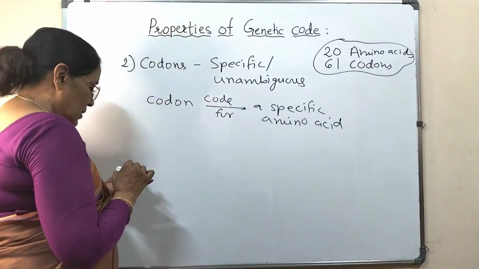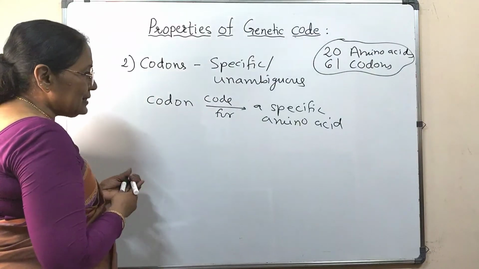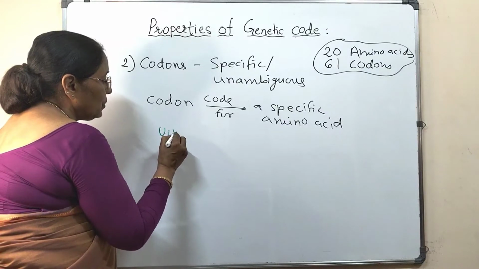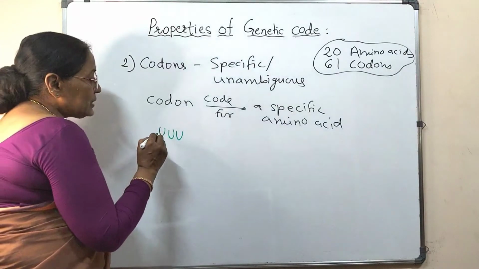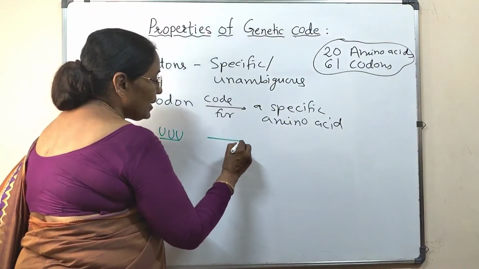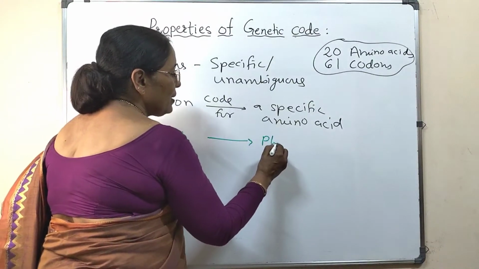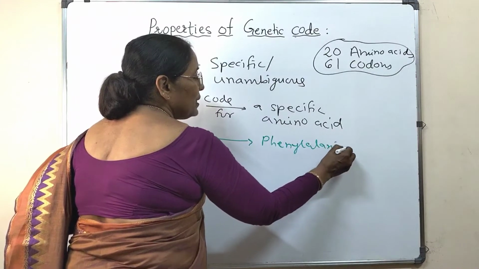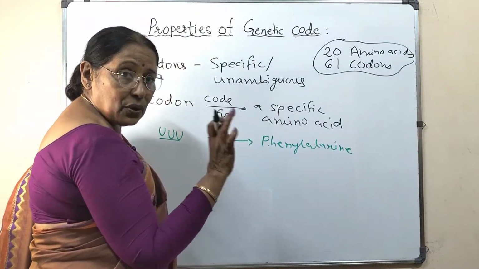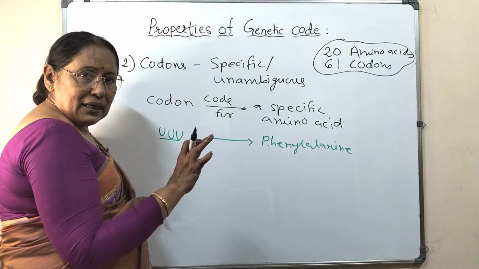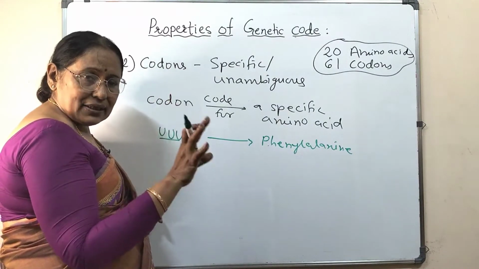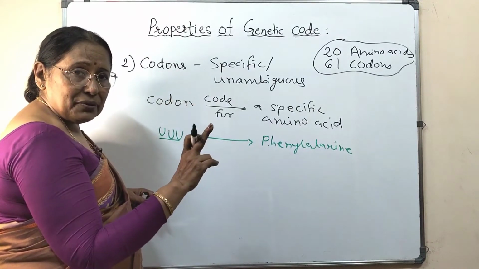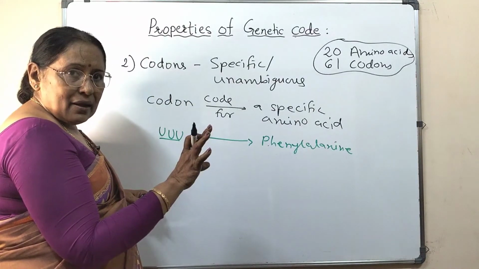Take one example. For example, if it is UUU, this codon will always code for phenylalanine. This will always code for phenylalanine and no other amino acid. Simple. This property is very simple. One codon will always code for a specific amino acid and no other.